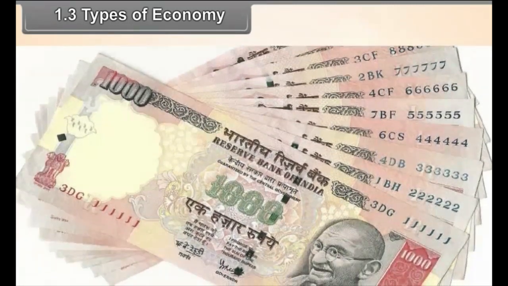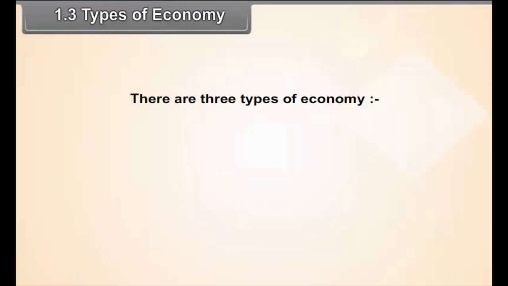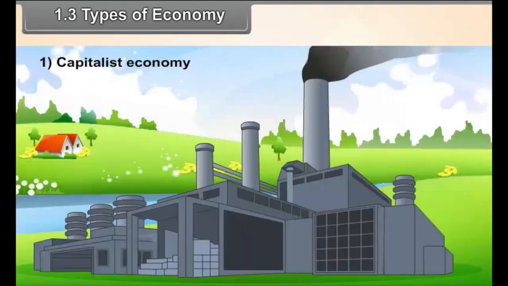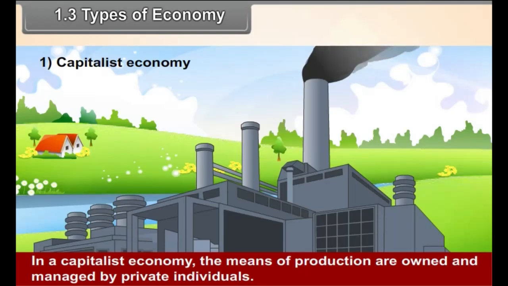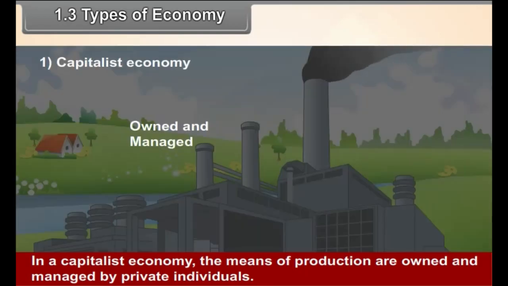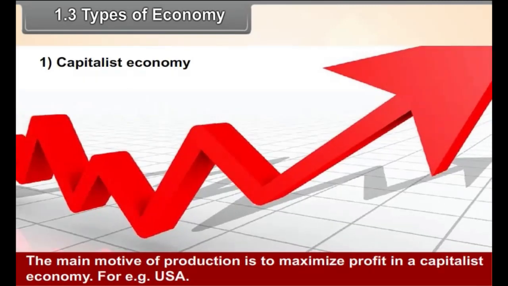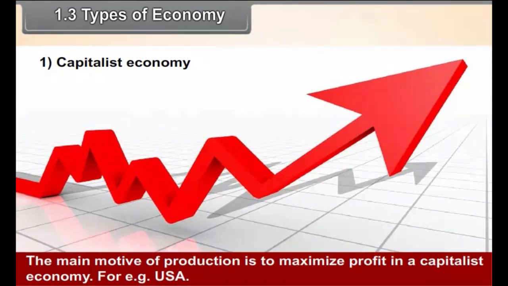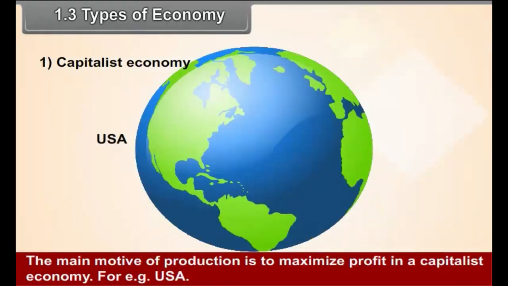1.3, Types of economy. There are three types of economy. 1. Capitalist economy. 2. Socialist economy. 3. Mixed economy. 1. Capitalist economy. In a capitalist economy, the means of production are owned and managed by private individuals. The main motive of producers is to maximize profit in a capitalist economy. For example, USA.